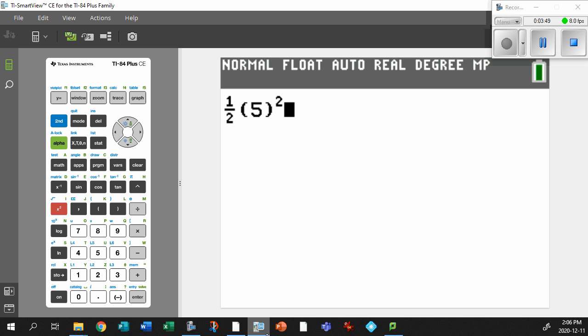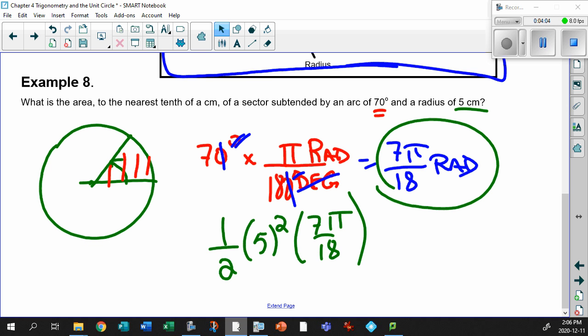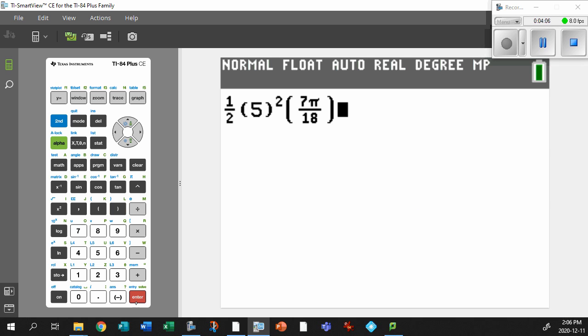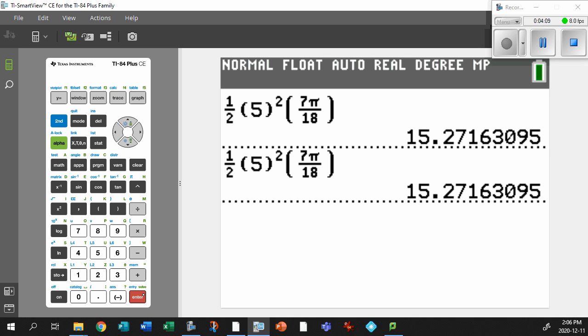Bracket, fraction, 7 pi over 18. Wow, it looks exactly like what I have written here, doesn't it? Beautiful. All right, punch it. I get 15.27.